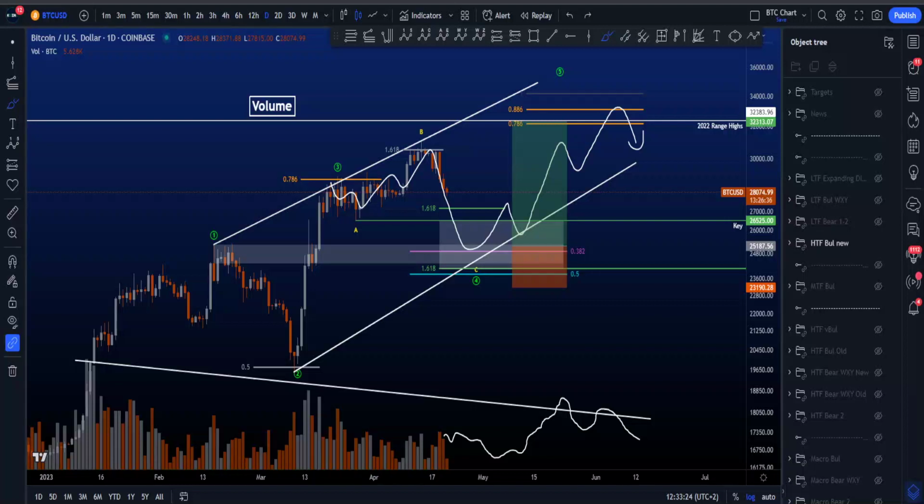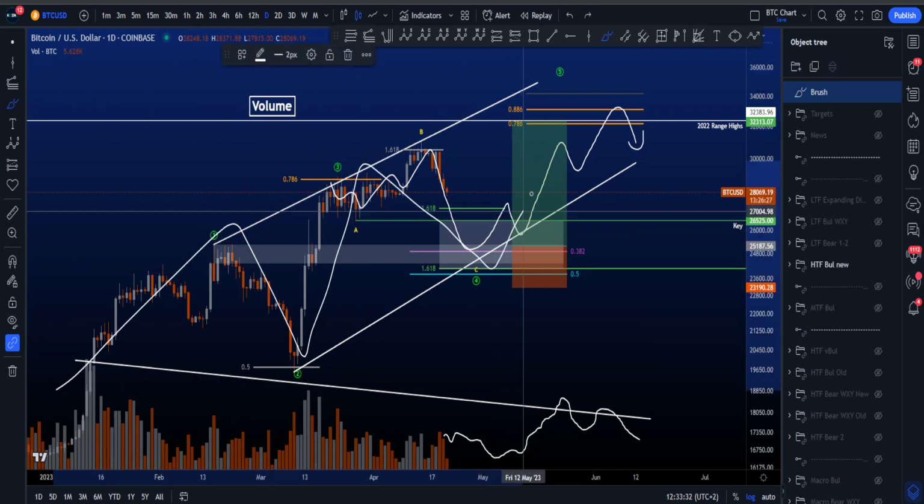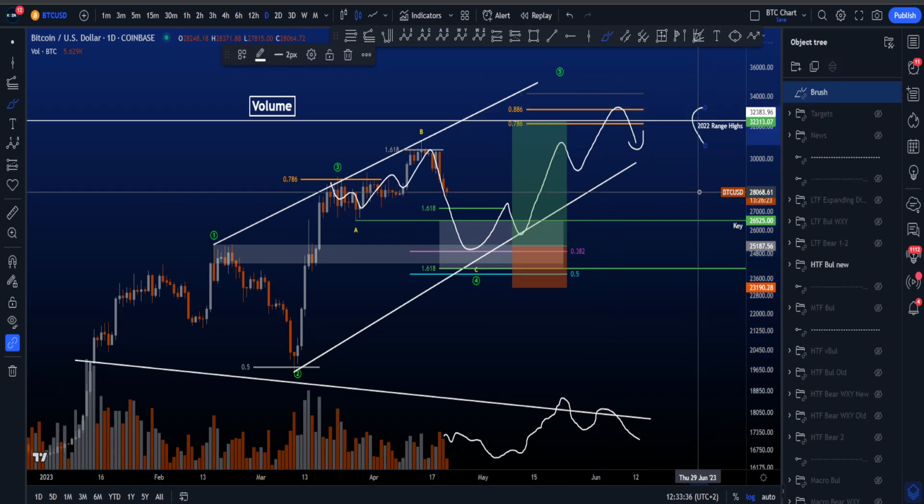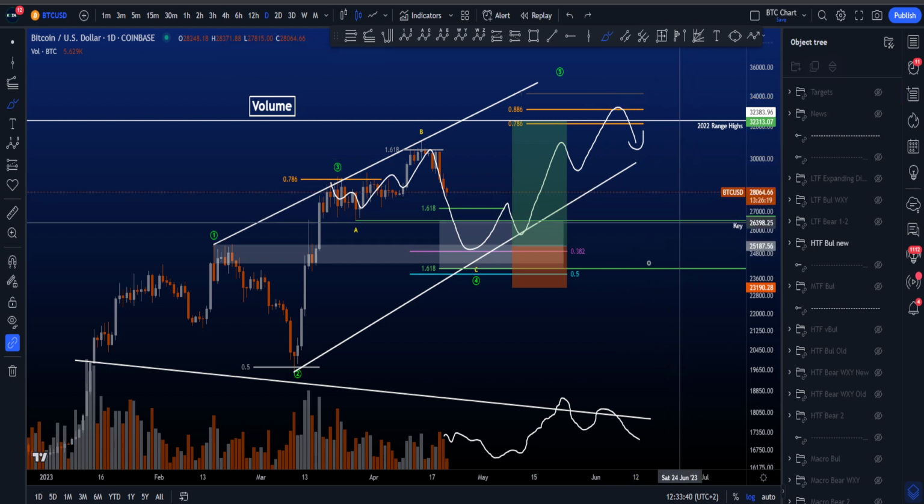Hi everyone, let's look at my preferred high time frame and low time frame scenarios. We're on the high time frame. I'm looking at this diagonal over here where we then have a wave 1, 2, 3, 4 and eventually a wave 5 to the upside, where an interesting target is going to be the 2022 range highs for potentially a liquidity grab and then a move to the downside.